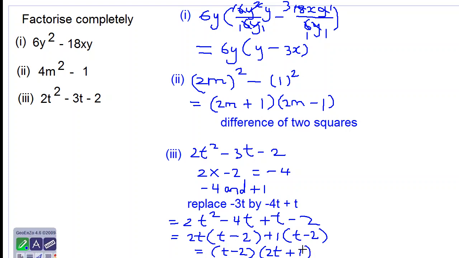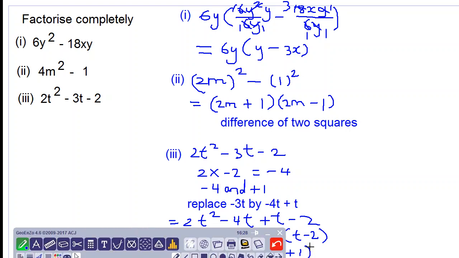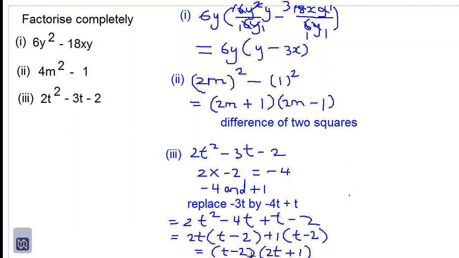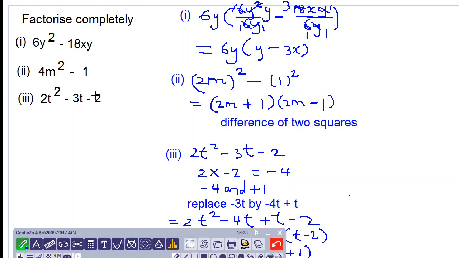t times 1 is 1t, and we will have minus 4t. Minus 4t plus t would give negative 3t, and we have negative 2 times 1 giving negative 2. Okay, so if we multiply these terms, we get back our question.